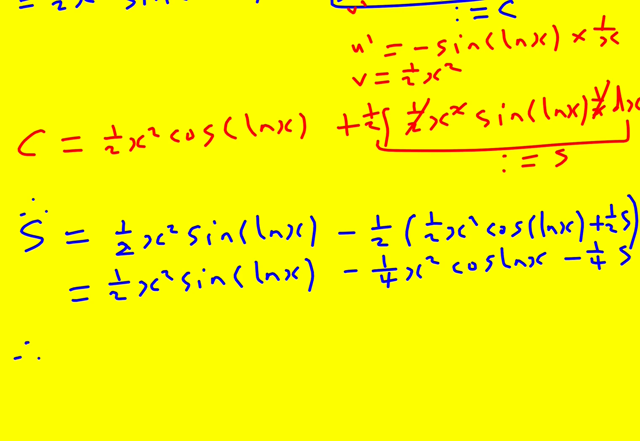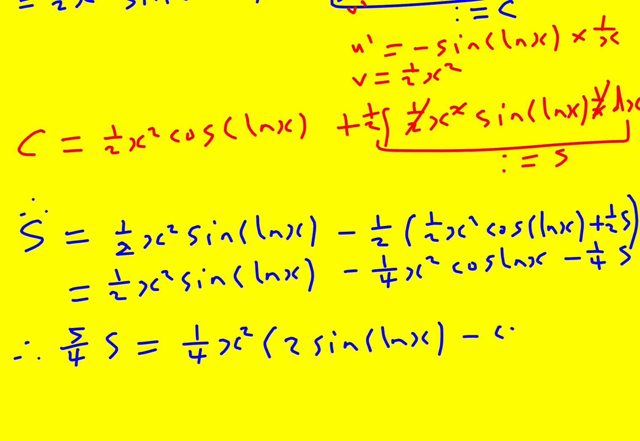And now I can add that on to both sides. So actually, I'm just going to have s by itself. It's really nice when you just get s on the left, and some other terms on the right, but it's times by a fraction of some sort. You can combine it together. It's going to be 5 over 4 s. And I'm going to factorize out a quarter x squared. That's going to give me 2 sine ln x minus cos ln x.